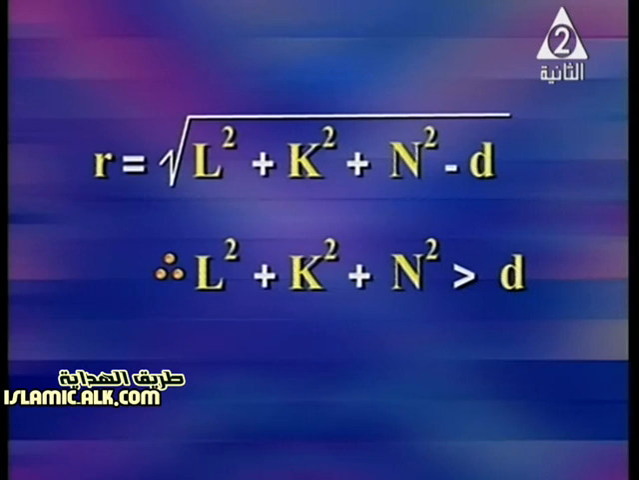A sphere has no radius smaller than 0. The radius must be a positive distance or positive length. Then the radius equals the square root of L squared plus k squared plus n squared minus d, and we must have L squared plus k squared plus n squared more than d.